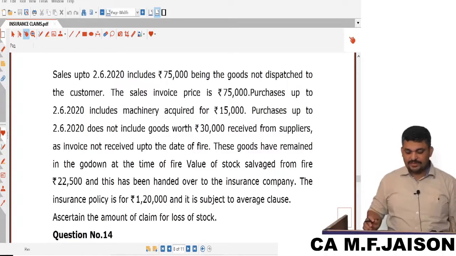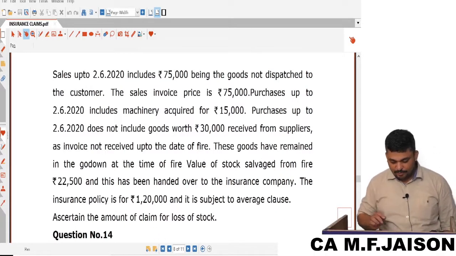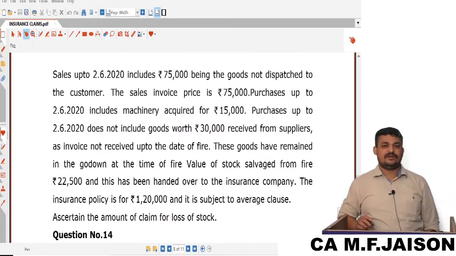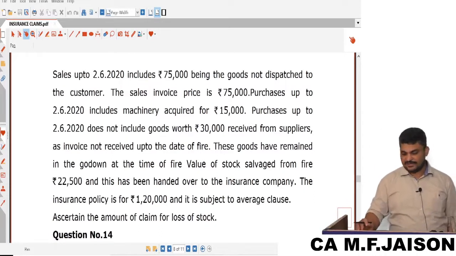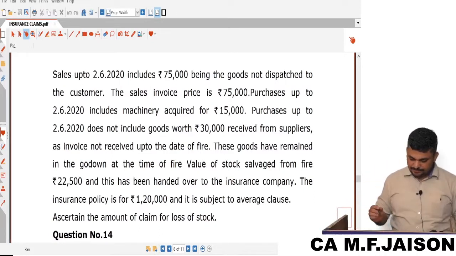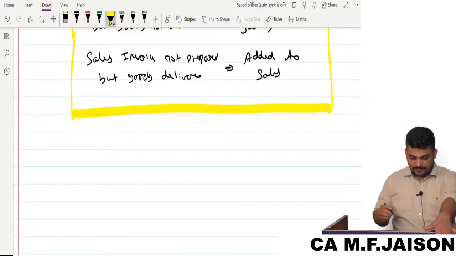The insurance policy is for rupees 1,20,000 and is subject to average clause. So ascertain the amount of claim for loss of stock. Anyway, proceeding further, my dear friends, we will definitely prepare the trading account of 2019-20 to find out GPR.